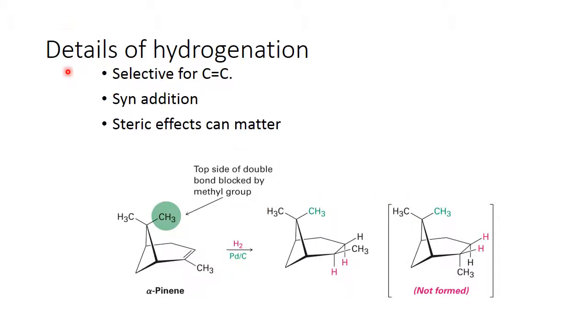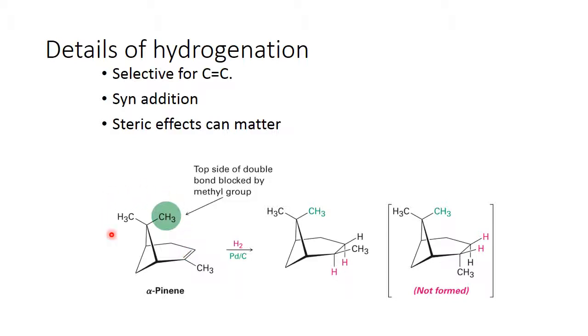Okay, the details of hydrogenation are that you are selective for a double bond, you have syn addition, and steric effects can be really important. What are steric effects? If one side of a double bond is more hindered than another, the side that is hindered by something bulky like these two methyl groups will not be hydrogenated.